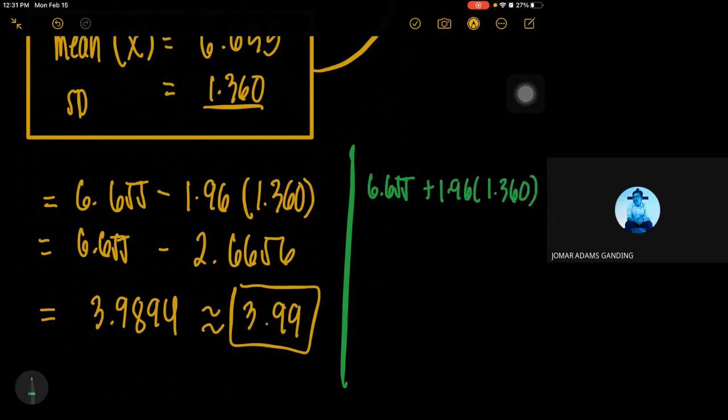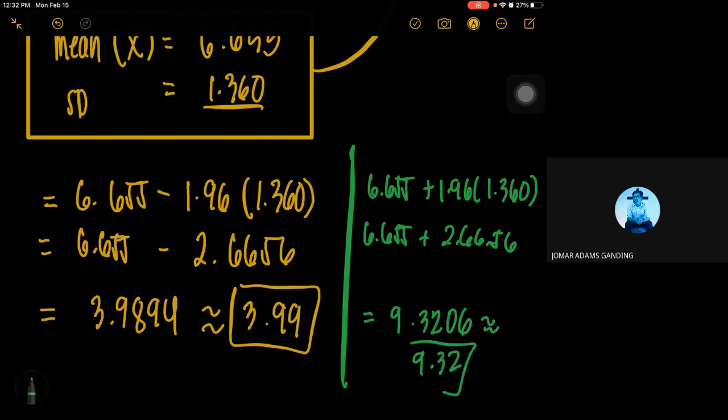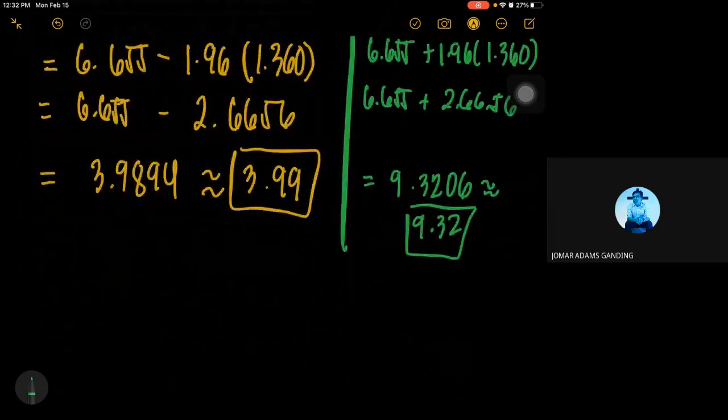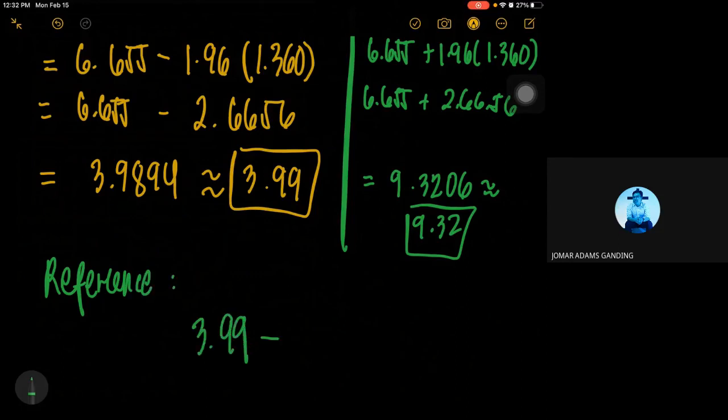So 6.655 plus 2.6656. That is a total of what? That is 9.3206 approximately. That is 9.32. So you already have your range. So the reference range would be 3.99 to 9.32.